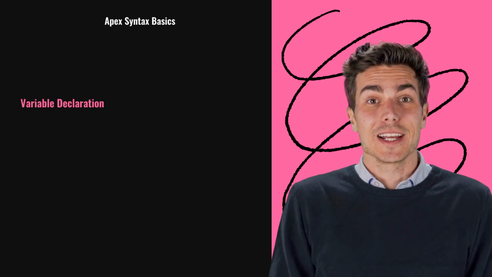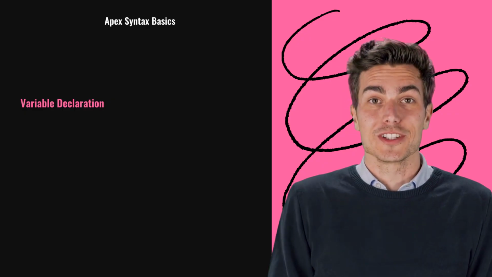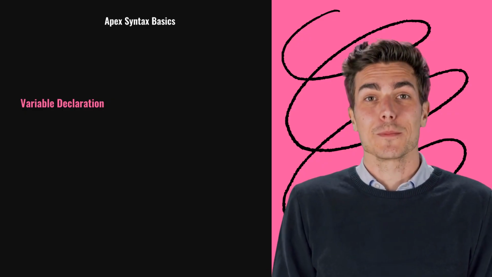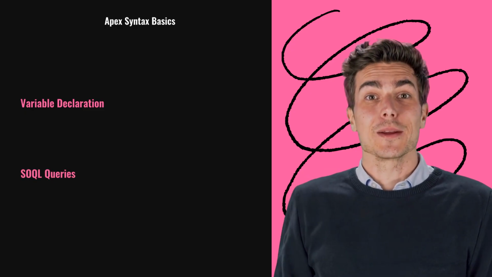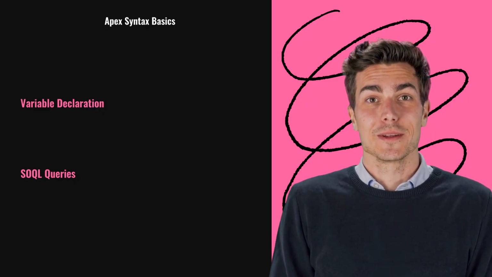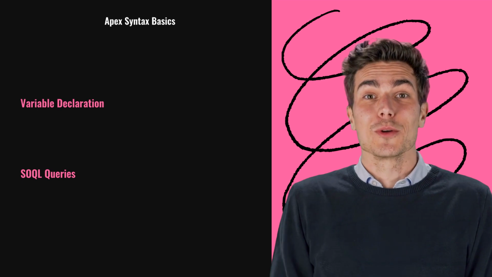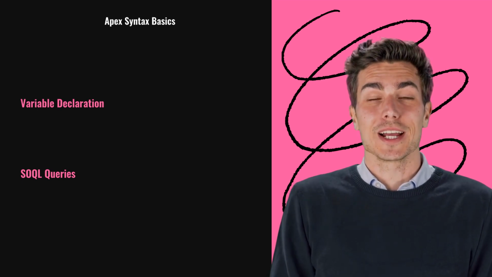Variable declaration in Apex involves specifying a data type and name, supporting primitives, collections, and objects. Salesforce Object Query Language queries retrieve data with conditions using syntax like: List results, SELECT field1, field2 FROM object WHERE condition. These basics are crucial for effective data manipulation and logic implementation in Salesforce applications.